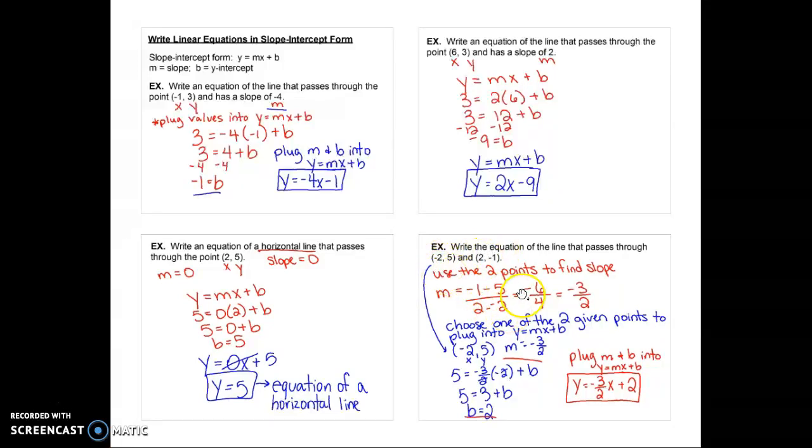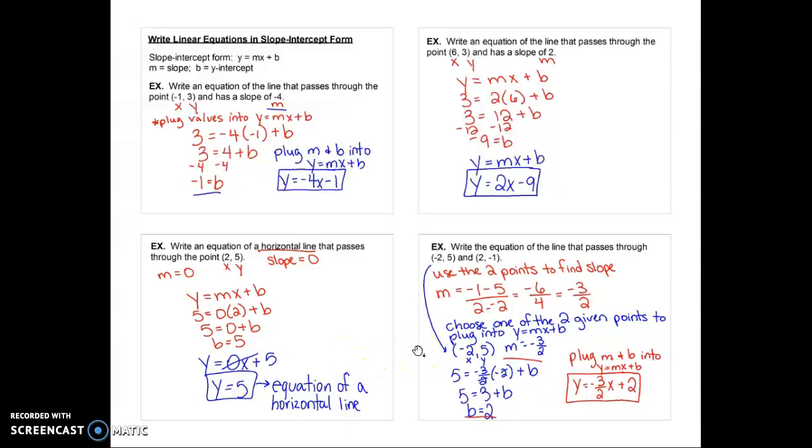Be careful with your signs. So -1 minus 5 is a -6, and 2 minus a -2, that's the same thing as 2 plus 2. Those both become positive, so that becomes a 4. Okay, this does reduce to a -3/2. So now we know our slope, and we have 2 points from the original equation. So now you can go back through and solve this exactly the same way we have with the last 3 examples.